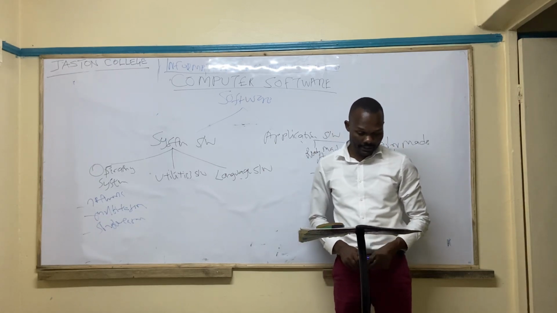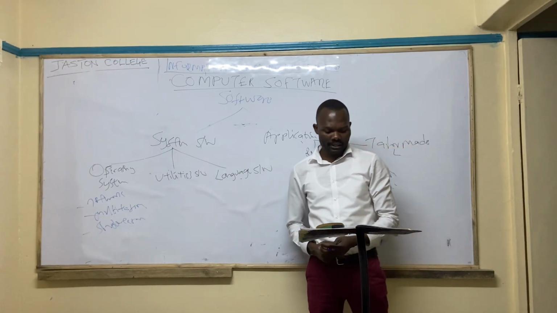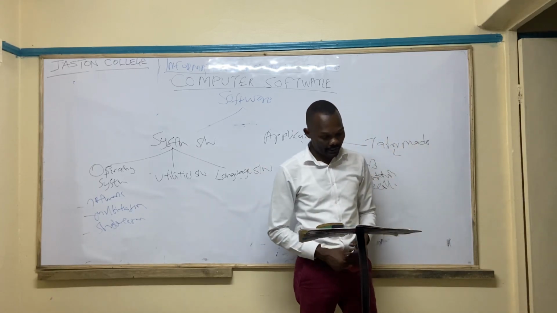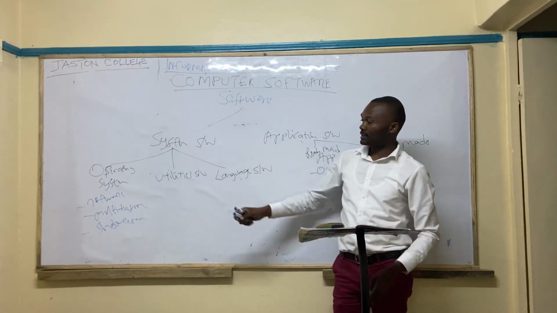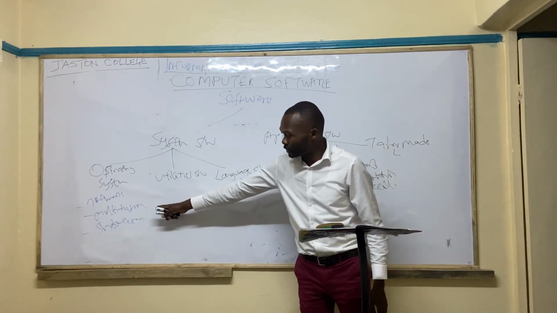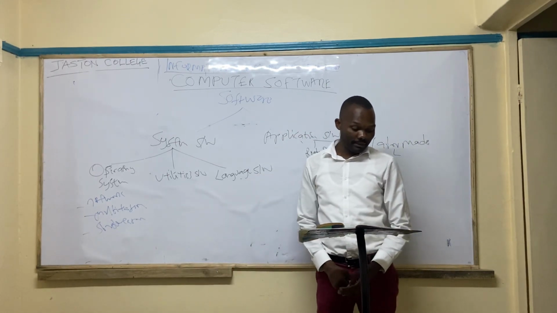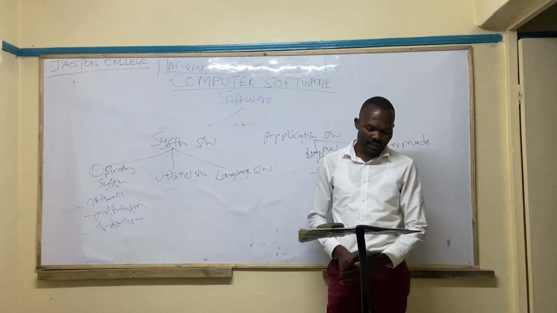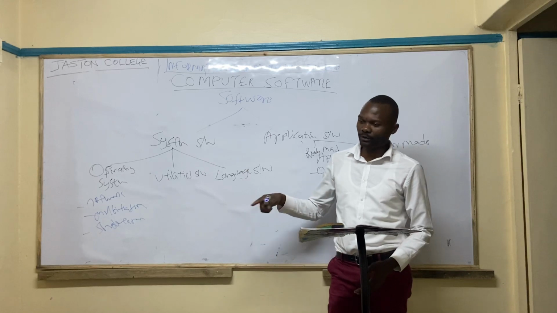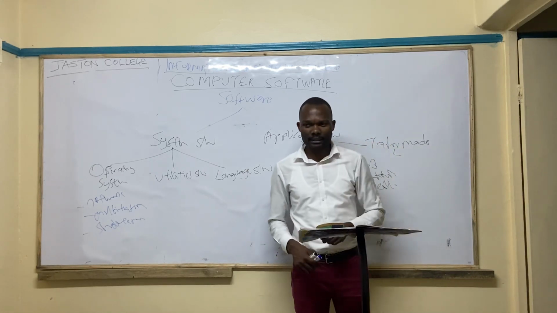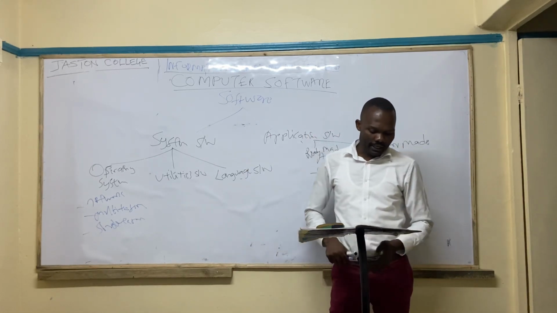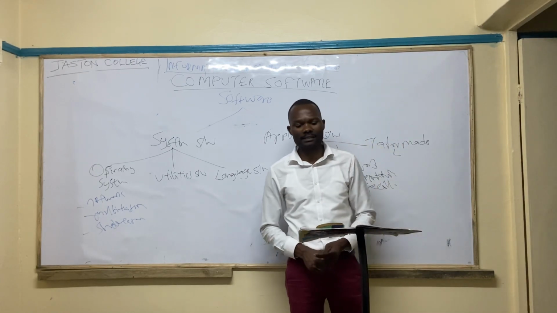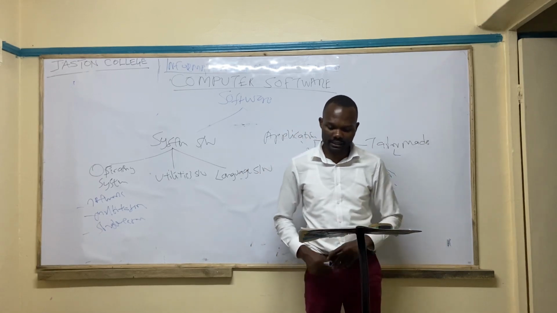Examples of distributed: we can have one on campus here. Single user is like the Android one for single users. Examples of operating systems are Windows, Android, Linux, MacBook, and the rest.